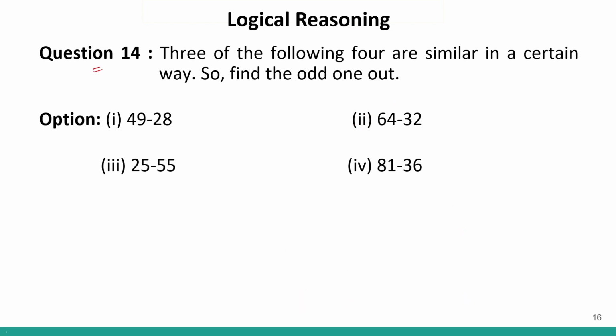Question number 14. In question number 14, again, we are given certain numbers. Just by looking at these numbers, I can see 49, 25, 64 and 81 are perfect squares. So, basically, I can say that this is 7 square, this is 5 square, this is 9 square and this is 8 square. Now, let us look at the second digit. So, 28 is basically 7 into 4. Similarly, 55 is basically 5 into 11. 32 is 8 into 4 and 36 is 9 into 4.